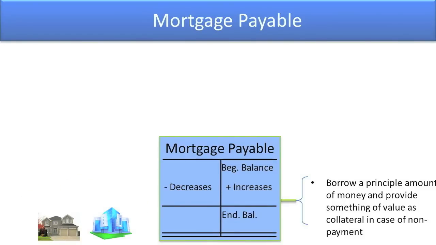When you borrow a principal amount of money and provide something of value as collateral in case of non-payment, that will be called a mortgage. If you don't pay, they can foreclose on these items, sell them, and they can hopefully recover the amounts lent to you. Mortgages payable decrease when you actually pay off the mortgage principal.